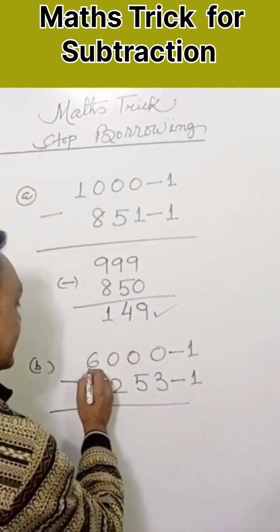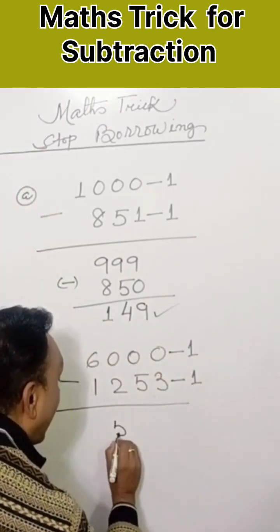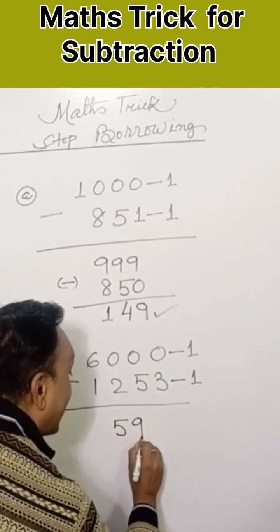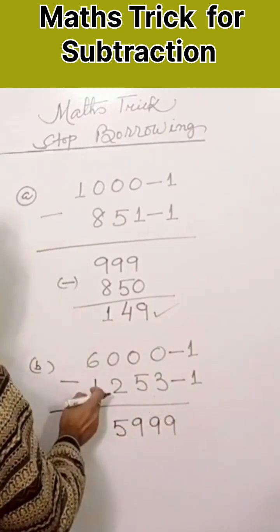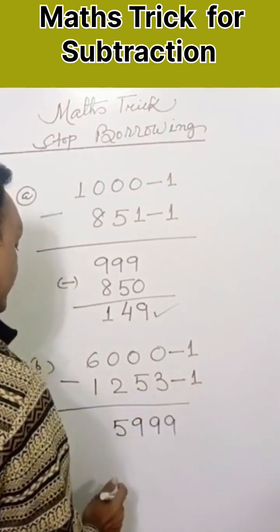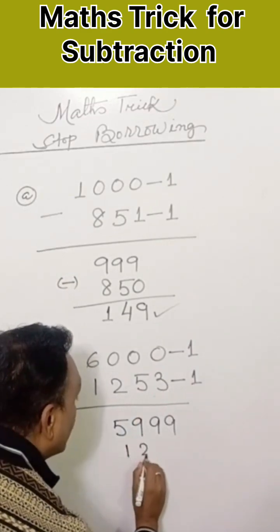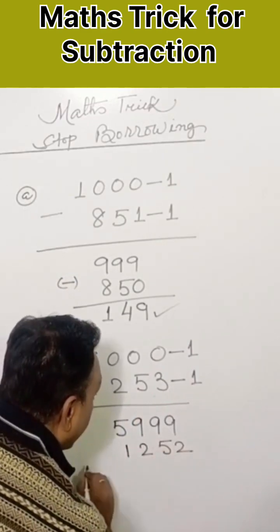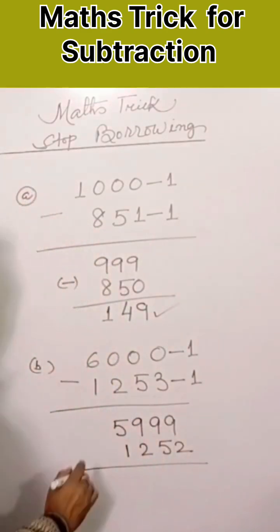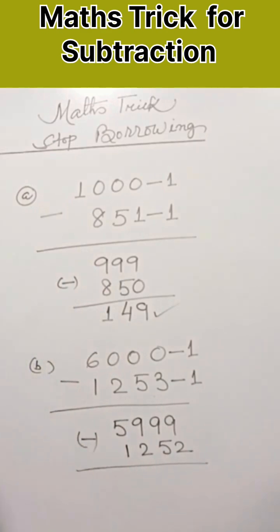So 6000 minus 1 will be 5999. 1253 minus 1 will be 1252. Now it has become very easy to subtract for the students, right?